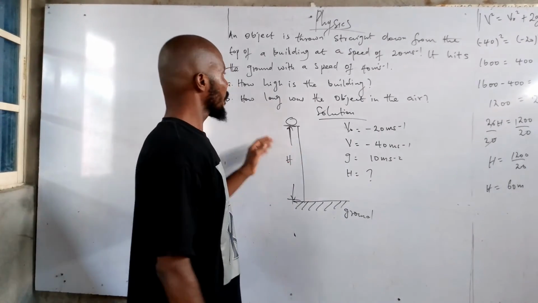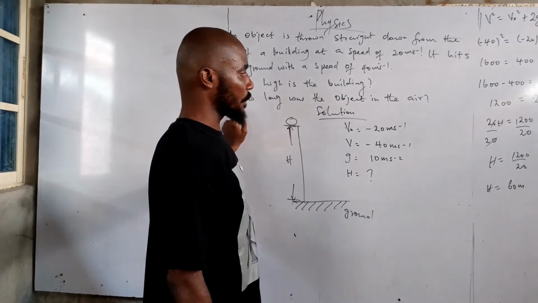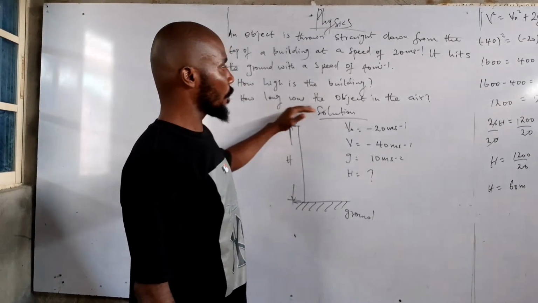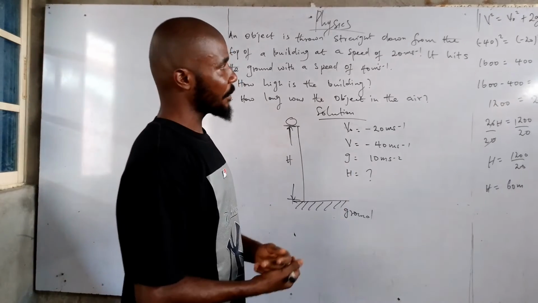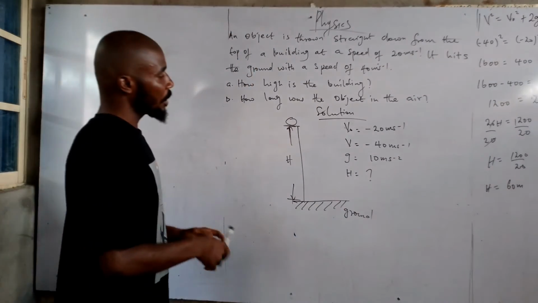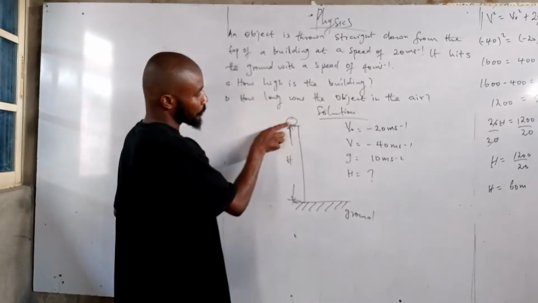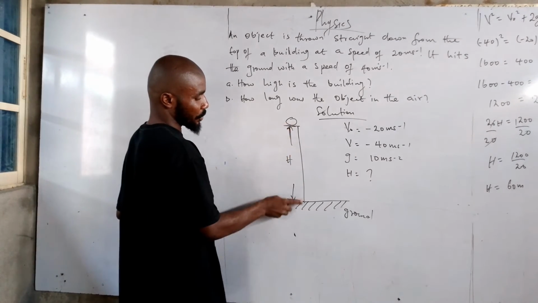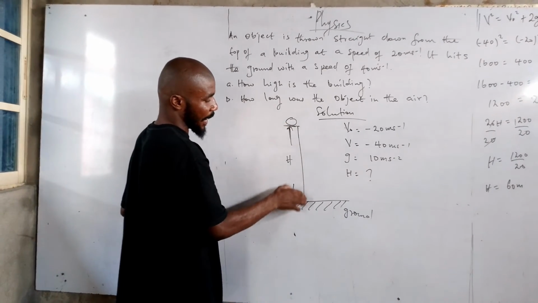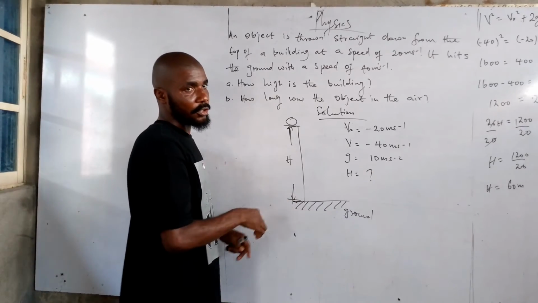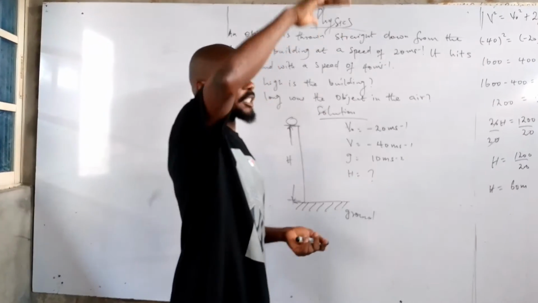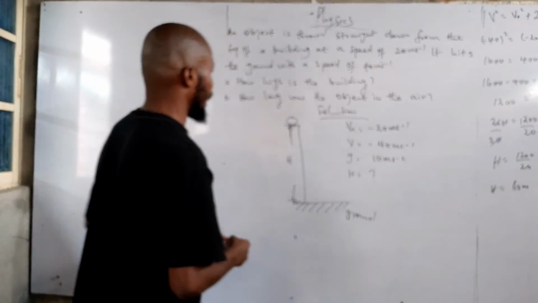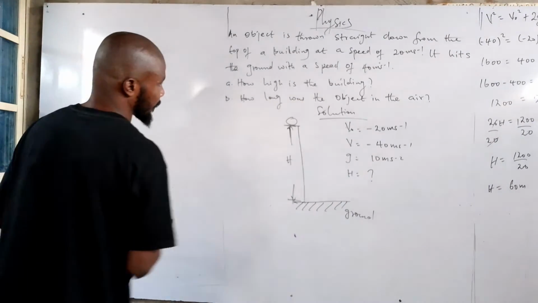Okay, let's go to part B of this question. Part B says, how long was the object in the air? I want to know how long it takes this stone to move from here to the ground. So the time it spent in the air is what we want to get. Just like you throw a stone from a building, you want to know the time it spent in the air until it reaches the ground. So which formula are we going to use for that now?